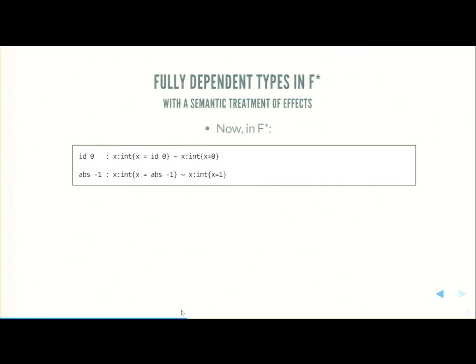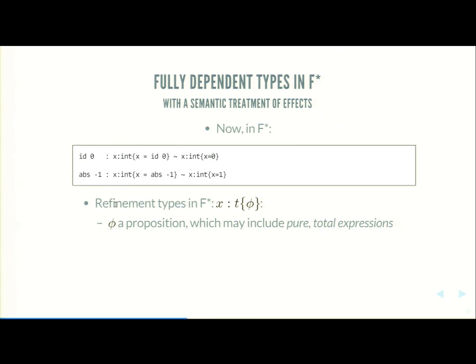So in F-star now we have a semantic treatment of effects, and we no longer have any special value restriction. And you can now write the type of ID applied to 0 as just the integer refined with this equality saying that it's equal to ID applied to 0. And then you can just compute with ID applied to 0 in the types and show that this type is equal to this type and get the thing that you want. And likewise for the absolute value function.